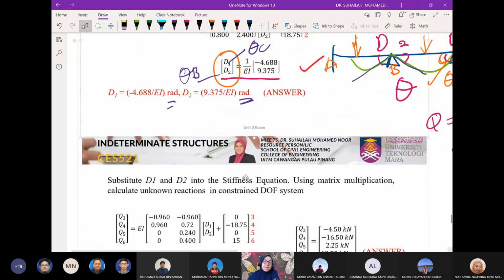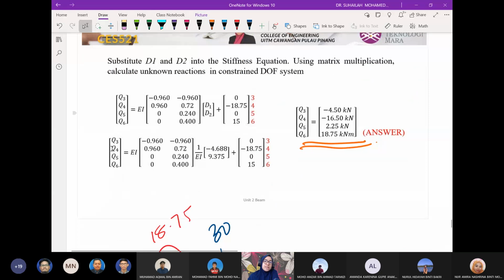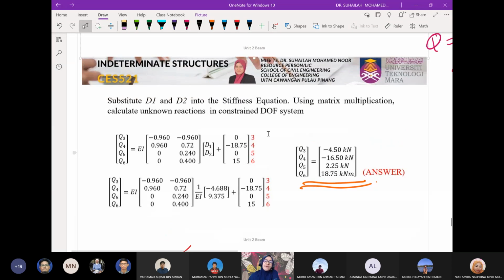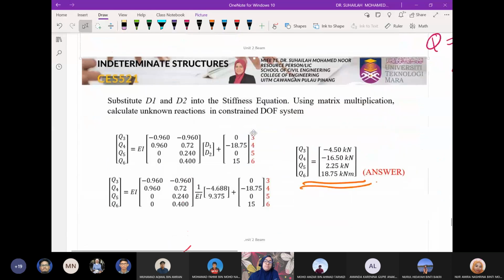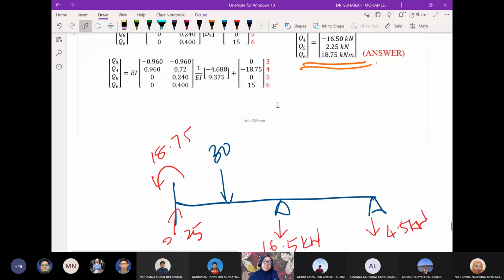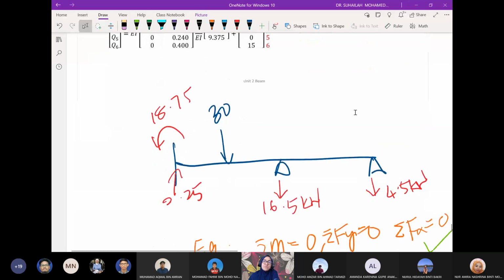Okay, so yang ni saya actually dah explain. Yang ni is how we determine reaction at the support whenever we have the value of displacement. Ini yang saya explain lah, yang saya explain dalam video tu.